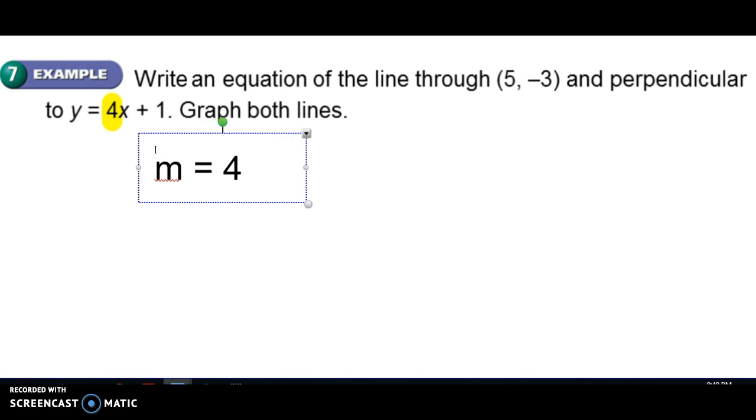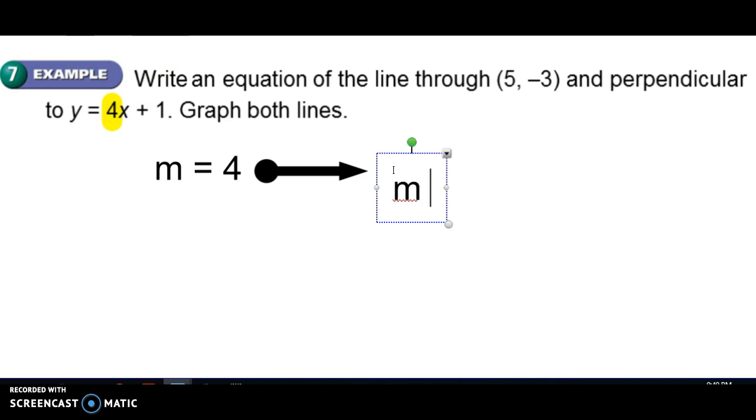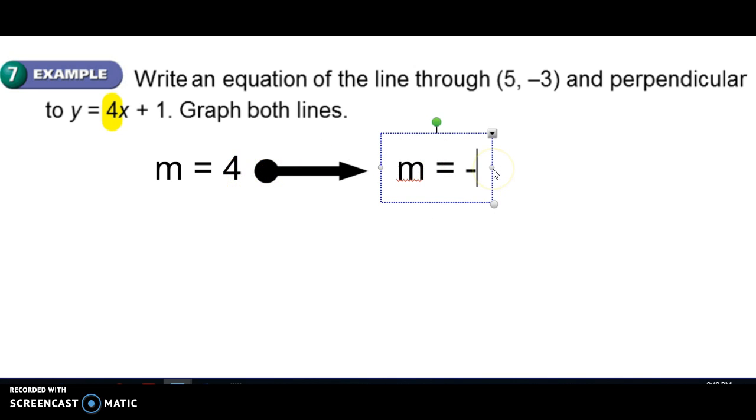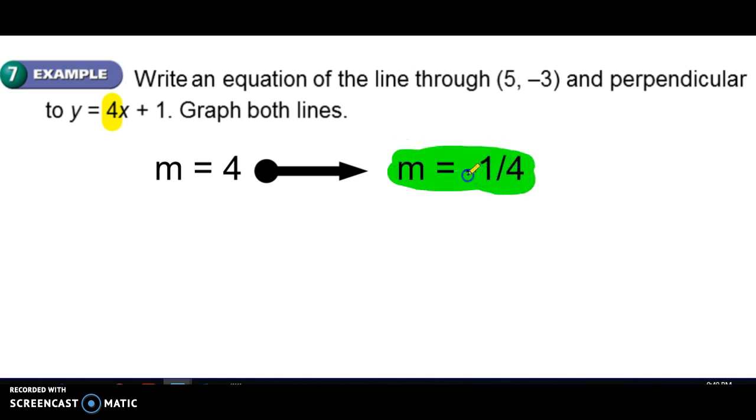But I'm looking for a perpendicular line. So what I want is the slope of the perpendicular line. So I'm going to draw an arrow here. So my new slope then has to be the opposite reciprocal of 4, which is negative 1/4. So this is the slope that I want to use here. I'm going to put that one in green. Green for go, right? So I'm going to use a slope of negative 1/4, and I'm going to use this point 5, negative 3. Then I'm going to write the point-slope form of a line.